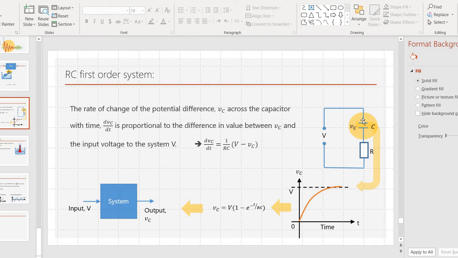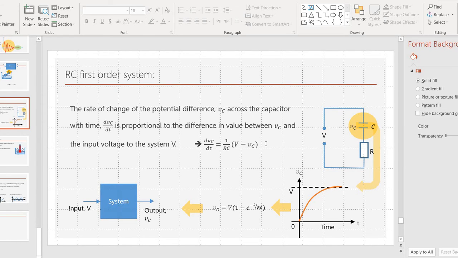And you know that the rate of change of potential difference, or the voltage we see across the capacitor with time, is the derivative dVc over dt, and it is proportional to the difference in value between the Vc and the input voltage V. So the difference between these two voltages is proportional to the rate of change of the Vc.